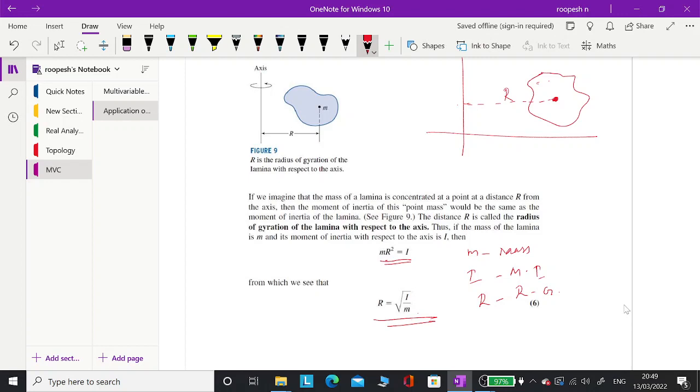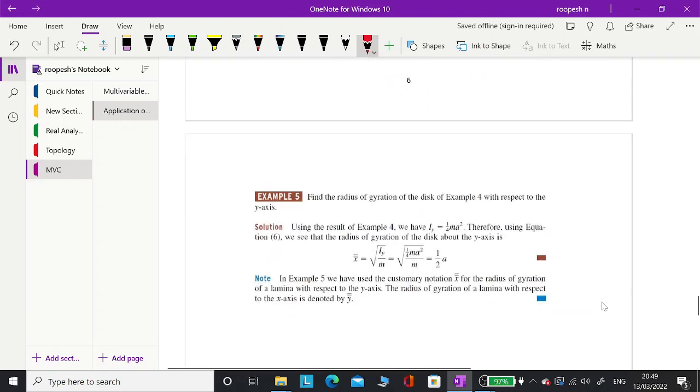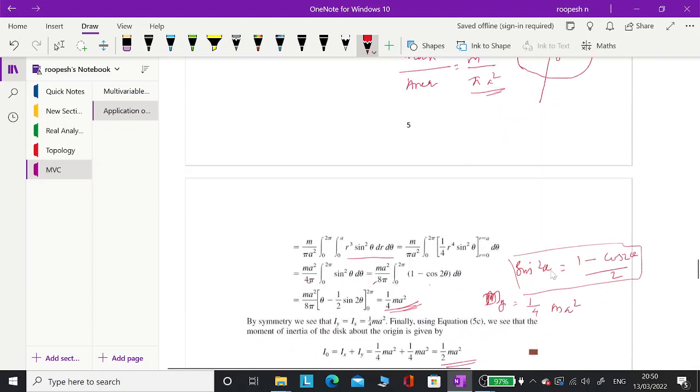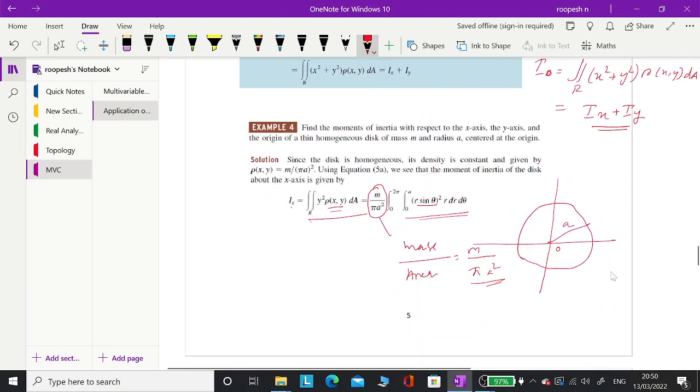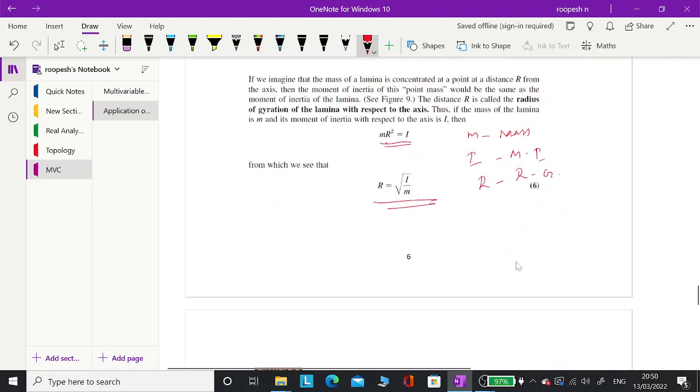So here is one example. Find the radius of gyration of the disk of example 4. Just before, we were dealing with one disk, now with respect to the y-axis. Previously we have taken this disk in example 4. So we want to find this radius of gyration, right? We have assumed that its density is m by pi into a square, so we can make use of that here.